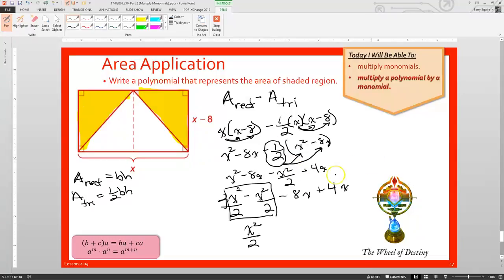And now we can work on this. Negative 8x plus 4x equals negative 4x. So that's our area of that shaded section: 1/2 x squared plus 4x.